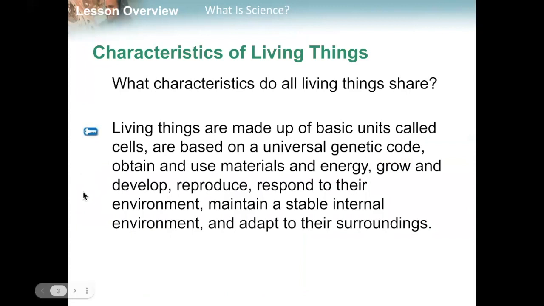Living things grow and develop. They reproduce. They respond to the environment. They maintain a stable internal environment. And they adapt to their surroundings.